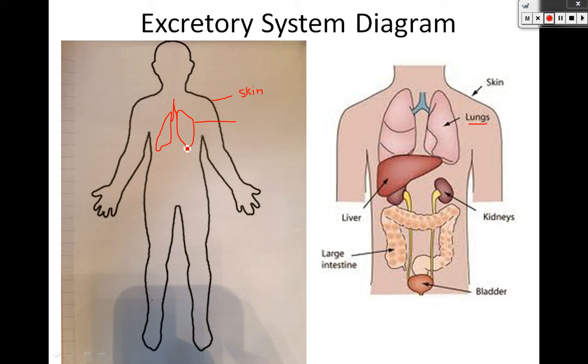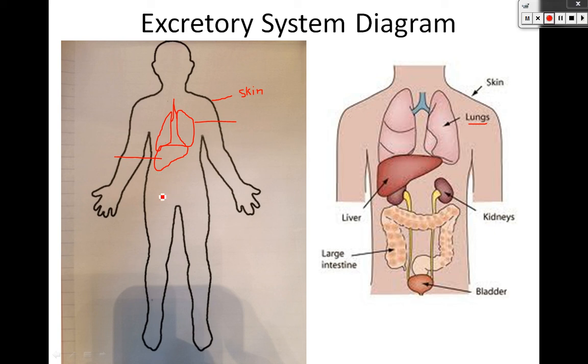Then moving down, we have the liver. And again, the liver's another one that we've already had. We had the liver as part of the digestive system, but it's also part of the excretory system. So we're going to label that. I'm going to say liver for that.